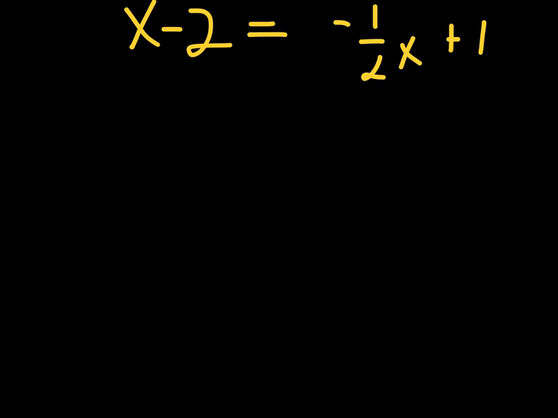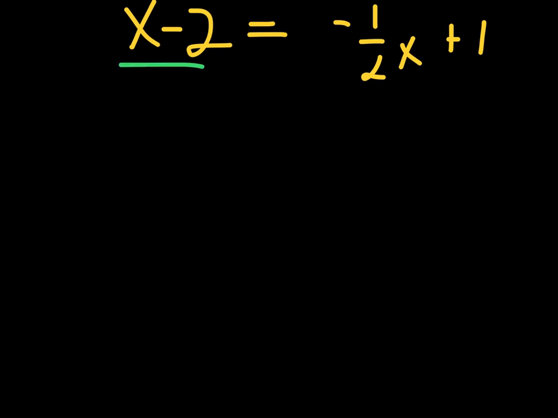So here's our example. We have x minus 2 equals negative 1/2 x plus 1. Looks intimidating, but it's really not. They want us to solve this using a graph. So the first thing that we're going to do is take each side and set it equal to y.